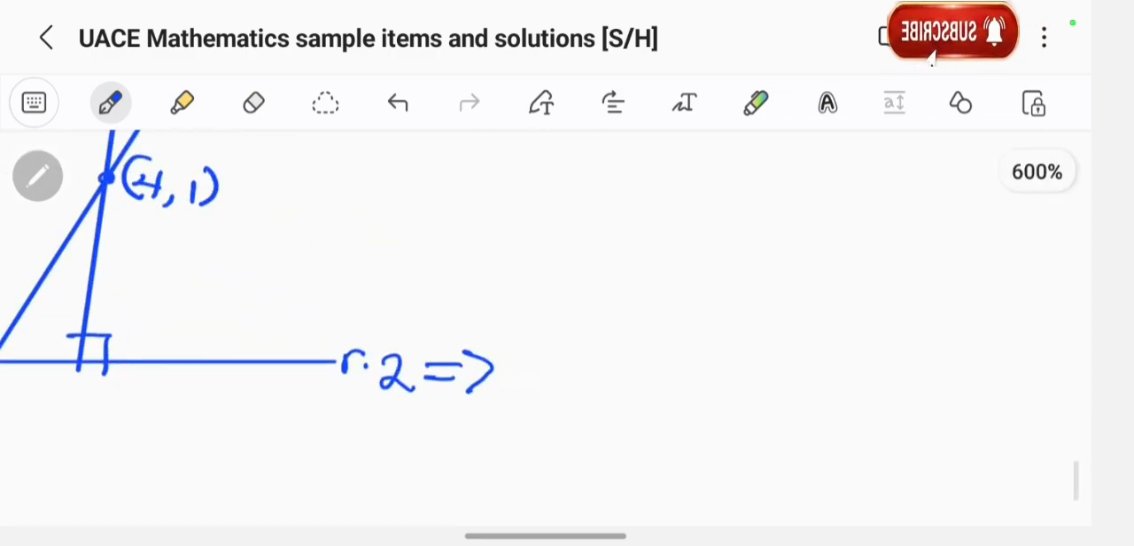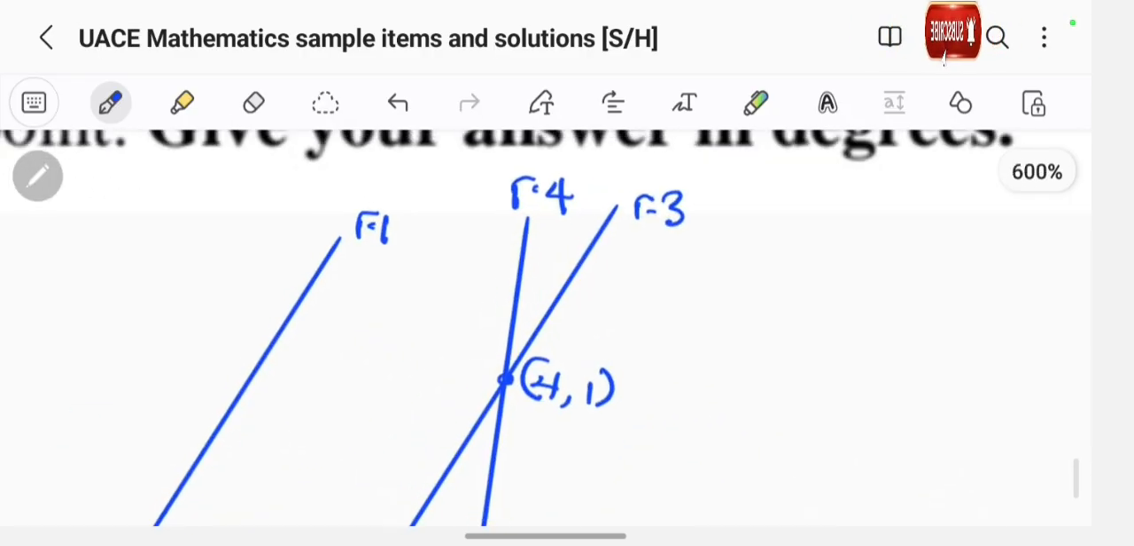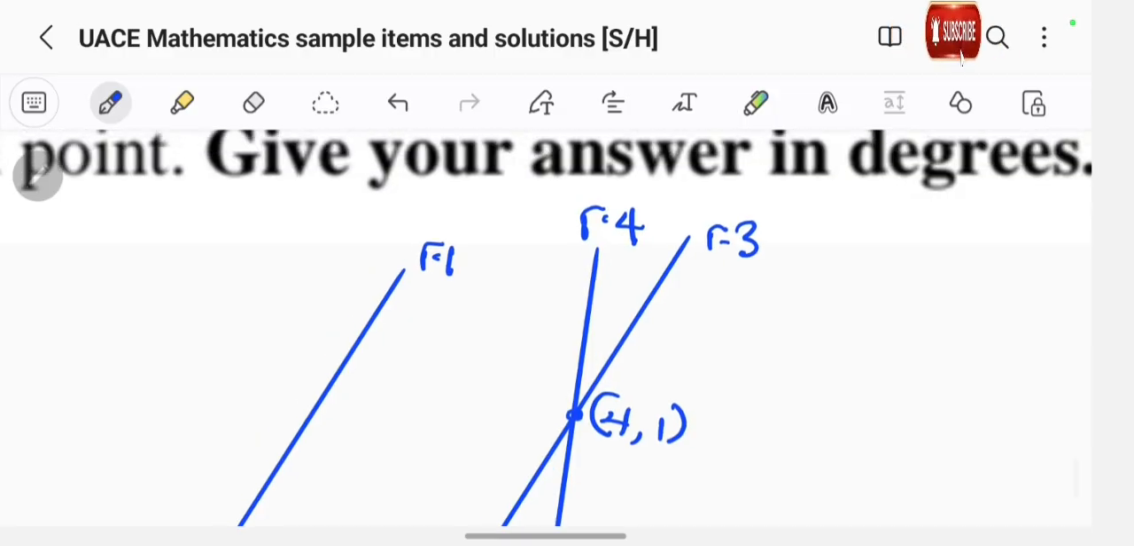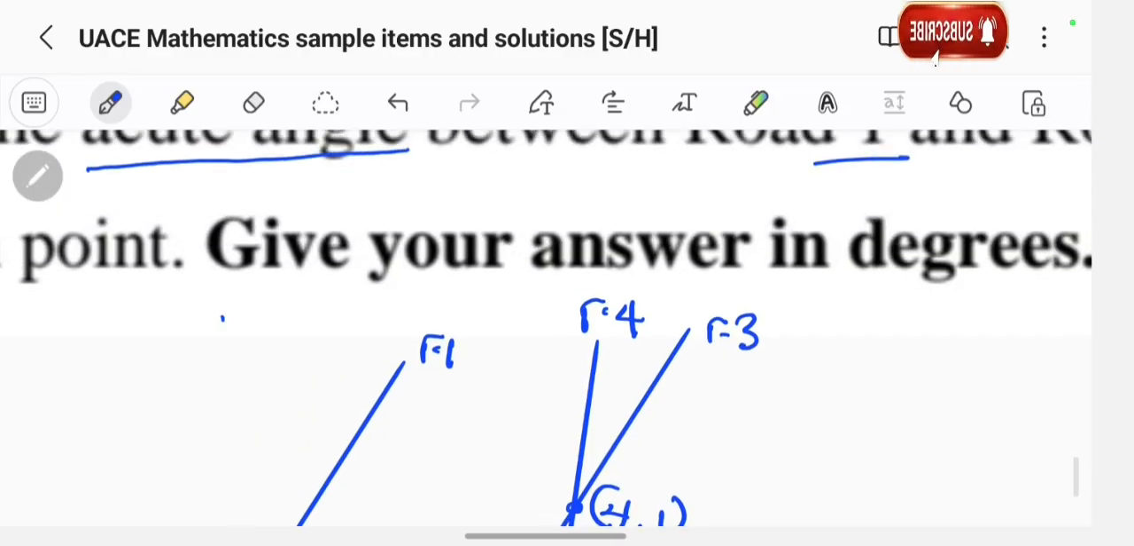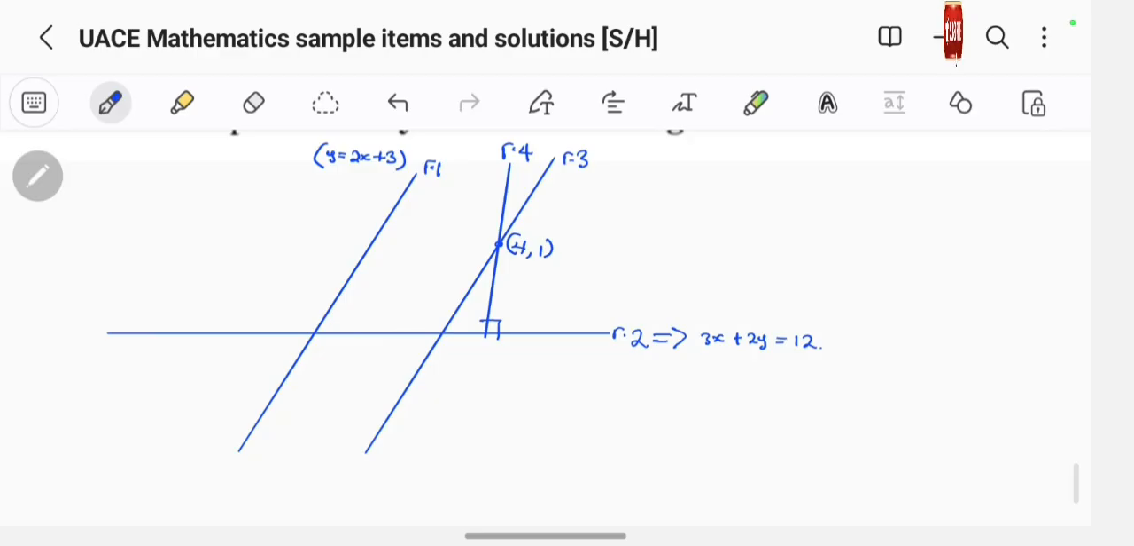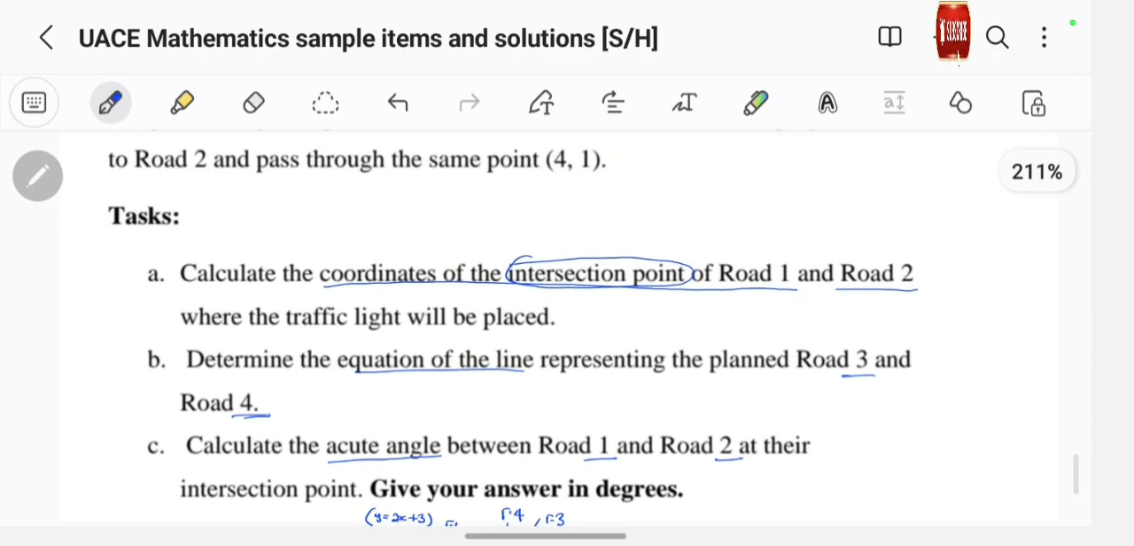This road 2, the equation is 3x + 2y = 12. Then road 1 is going to be y = 2x + 3. So this is road 1. Now the first assignment is to find the point of intersection of the two roads, road 1 and road 2.